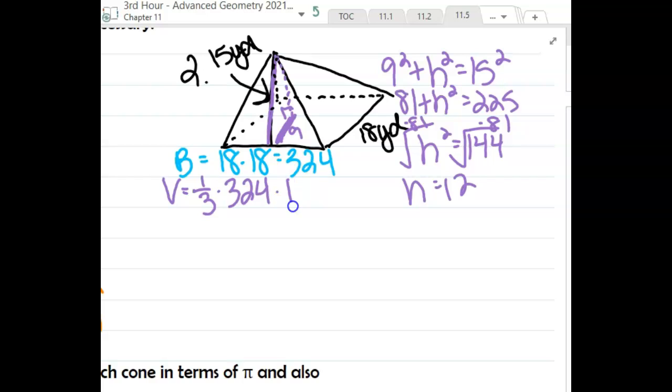So we'll plug that into our formula right here. To find the volume, we would take 1/3 of 324 times 12. We should get 1,296 yards cubed. So similar to yesterday, just throwing that 1/3 in front of your formulas. Questions on the pyramids?